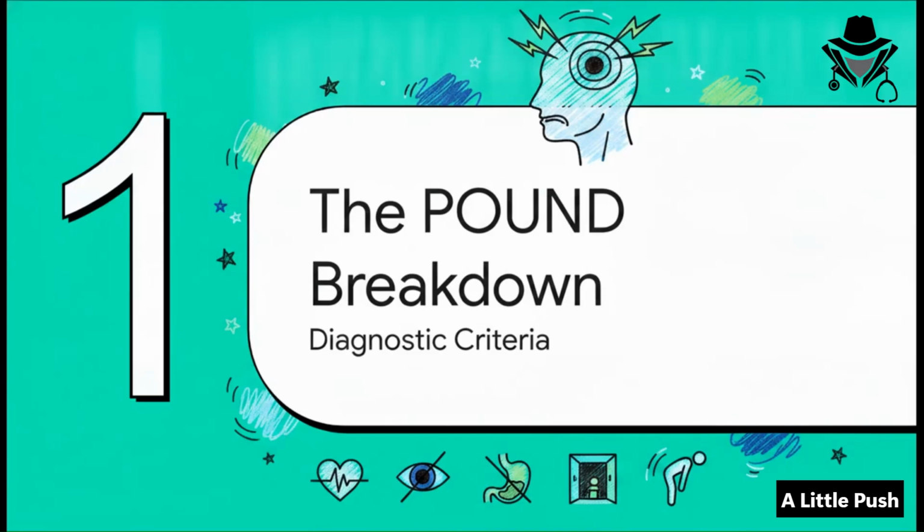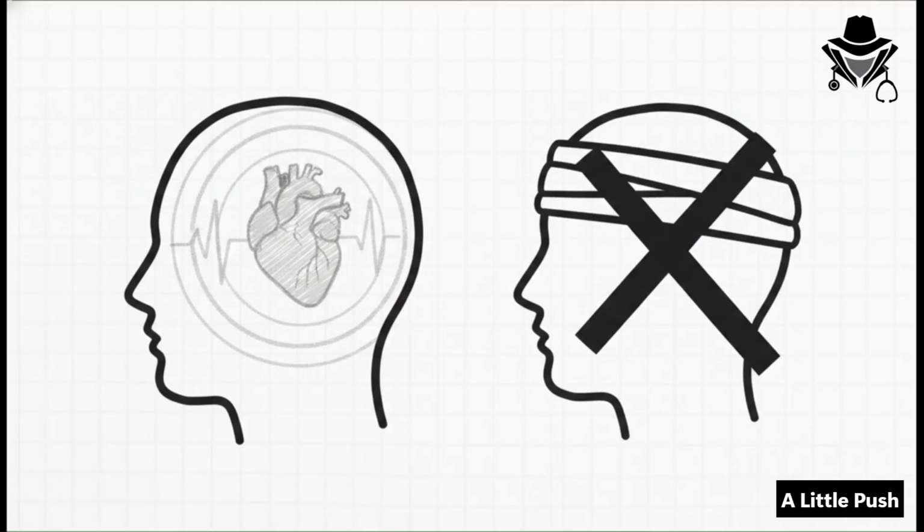Section 1. The POUND Breakdown. Diagnostic Criteria. Okay, so the ultimate board favorite mnemonic to organize the 5 cardinal features of a migraine is POUND. Hit 4 or 5 of these and your probability of a migraine is, well, incredibly high.